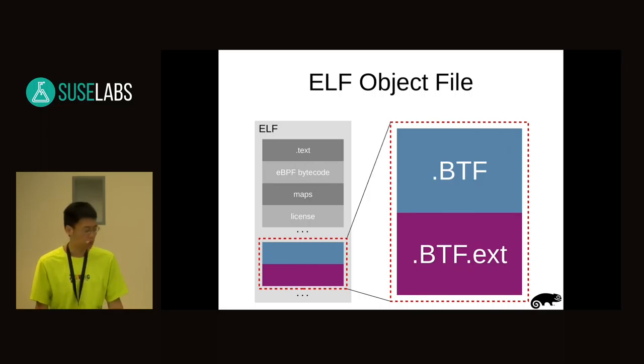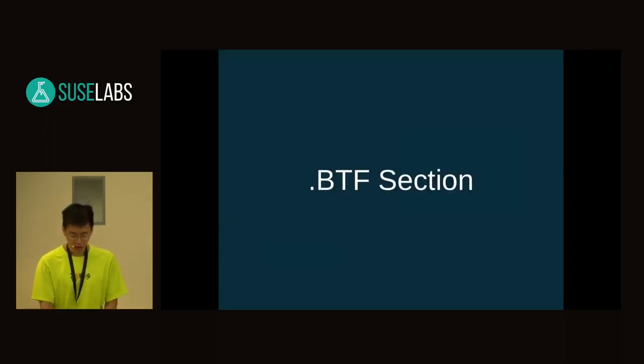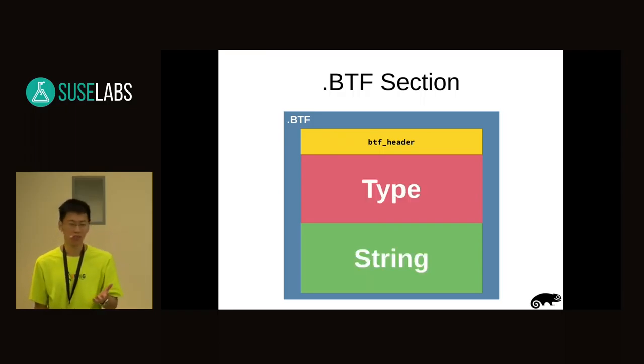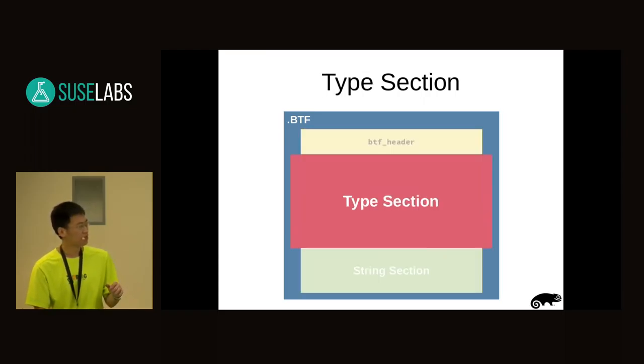I will introduce what's inside these two sections. First is the BTF section, and it is made of three parts. First is the BTF header. It's just a header that identifies this as the BTF section, and also defines the range of the following two sections. The most important are those two sections: one is the type section, and the other is the string section. One is for types, as the name says, and the other is for strings.